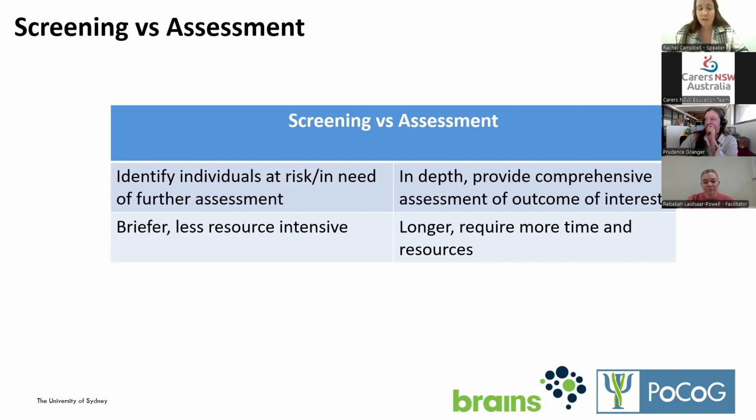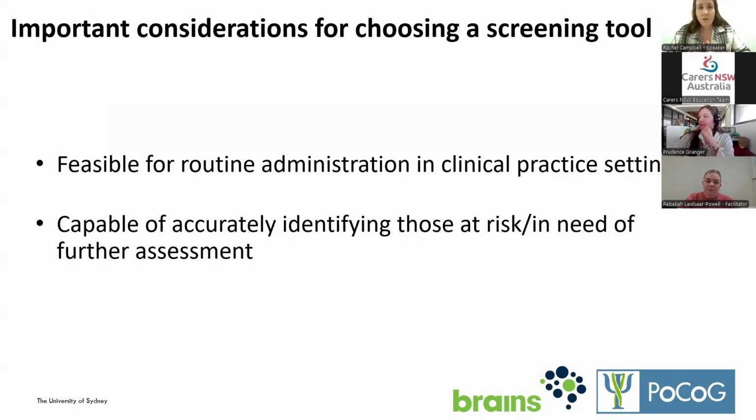And so often within clinical practice settings, the screening measures often precede those longer, more comprehensive assessments. And so the key considerations to keep in mind when choosing a screening measure for use in clinical practice settings is really to select a screening measure that is feasible for routine administration in clinical practice.